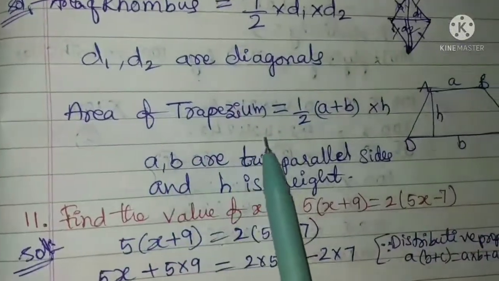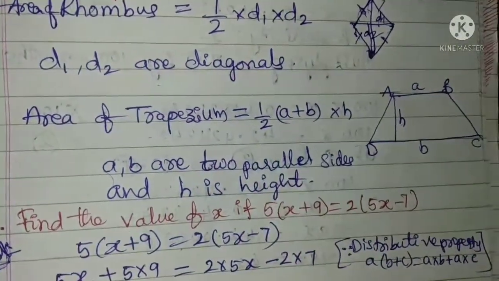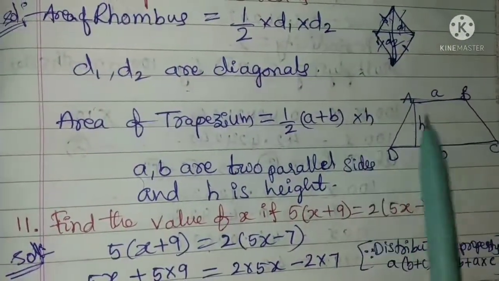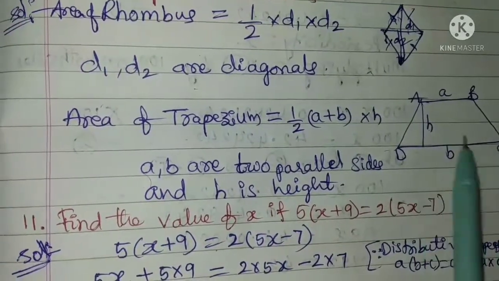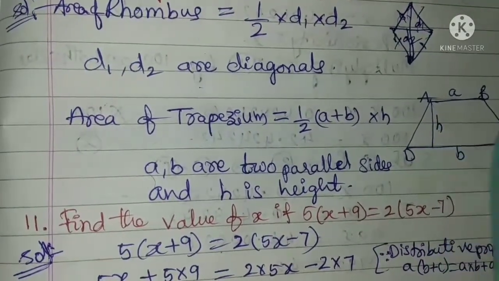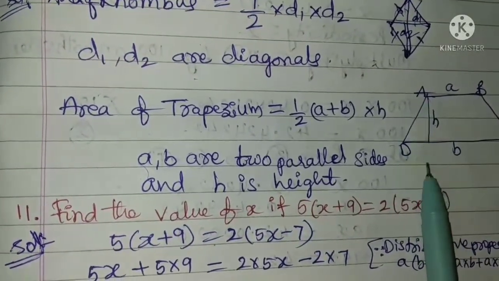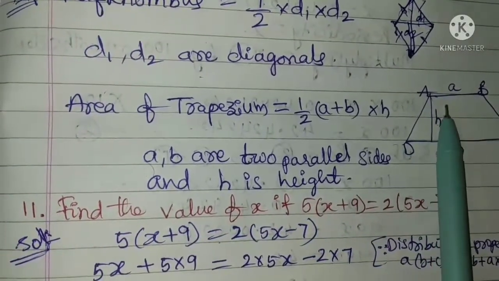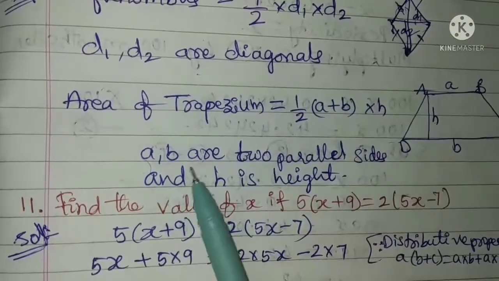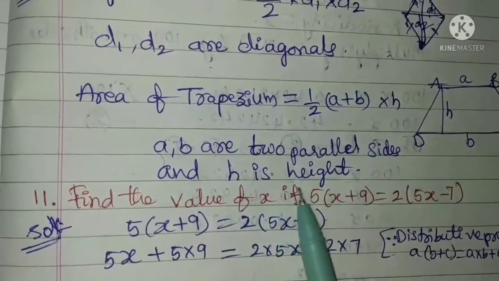In area of trapezium, half of a plus b into h. Here a and b are two parallel sides of the trapezium, and h is the height, the distance between the two parallel lines. Therefore a, b are two parallel sides and h is the height.